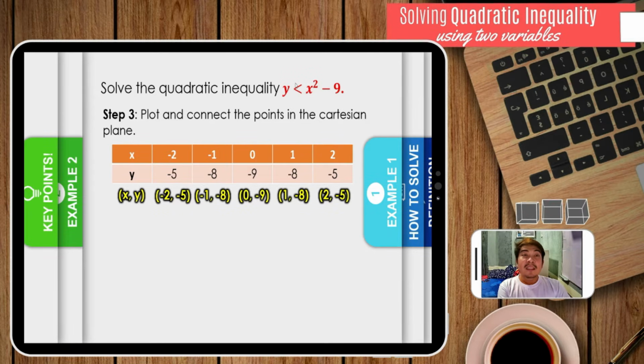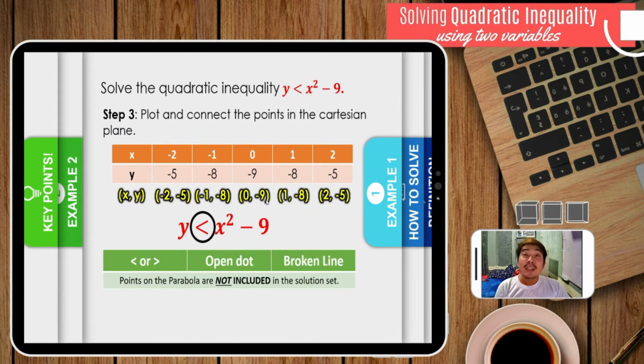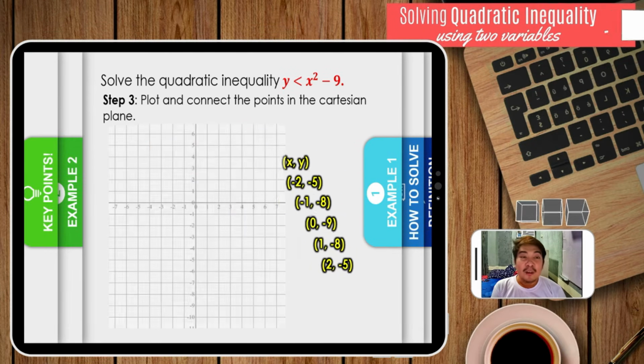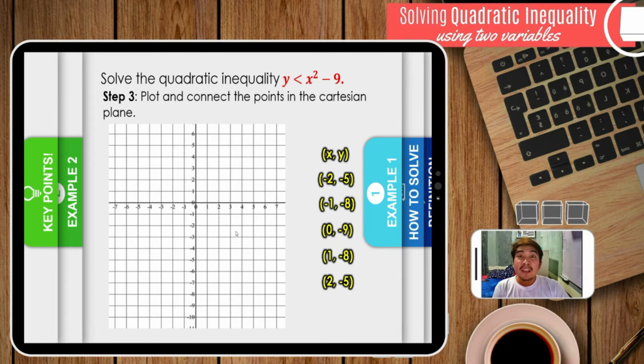And then, since less than ang ating given na quadratic inequality, we will be connecting the points using an open dot, and eventually, i-connecta natin sila using a broken line. So, ulitin ko, ibig sabihin nun na yung mga points na nasa parabola ay hindi included sa solution set. Okay? So, let us now graph. So, i-graph natin siya sa ating Cartesian plane, x and y plane. So, the first point is negative 2, negative 5. So, eto siya, unang-una. So, open dot ang gagamitin natin since less than.